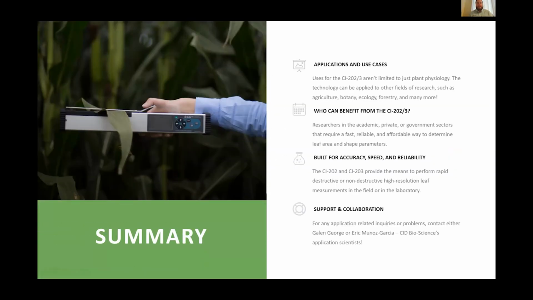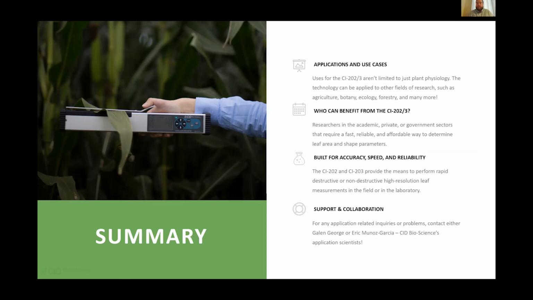So in summary, there's, as I just said, lots of uses, lots of applications. And honestly, it's not just limited to the leaves. Like I mentioned earlier, if you have insect wings or seeds or manufacturing components that you need to get consistent, accurate, and quick results for area measurements, length measurements, width measurements, perimeter measurements, then the 202 and the 203 can be a benefit to you.